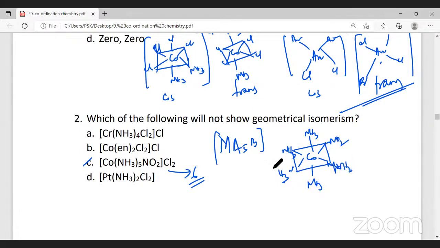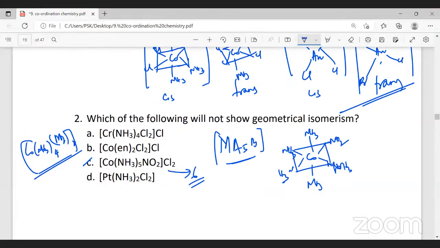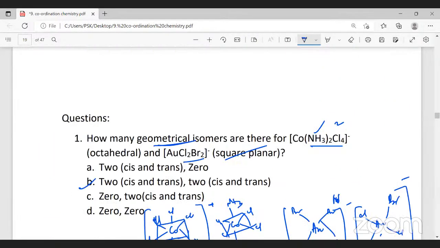If I would have given you Co(NH3)4(NO2)2, then you can tell this will exhibit geometrical isomerism. So MA5B type will not show geometrical isomerism. Even though they have coordination number 6 and octahedral structure, they will not show geometrical isomerism, because I clearly told you geometrical isomerism is possible only for certain types of complexes.